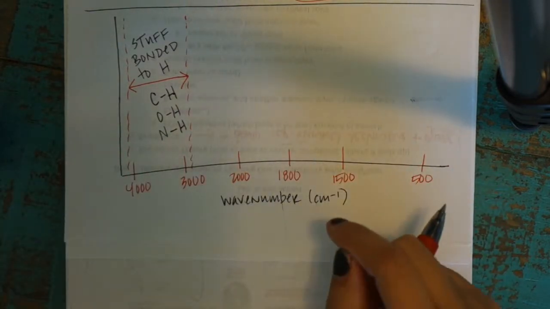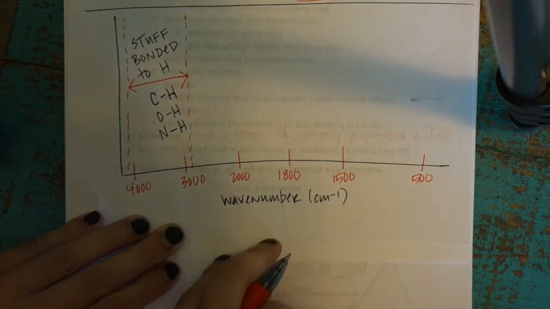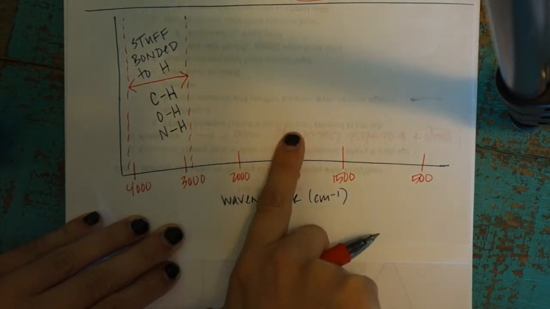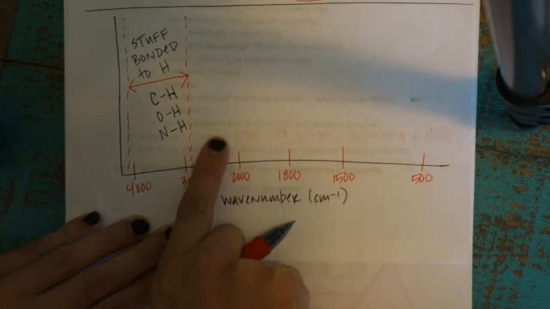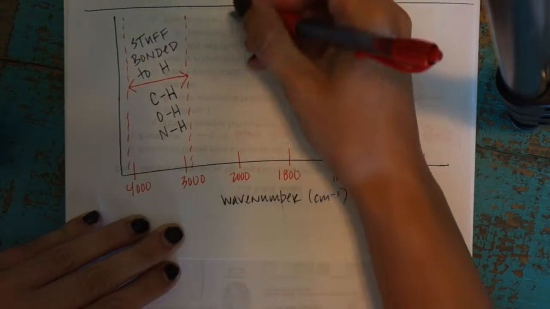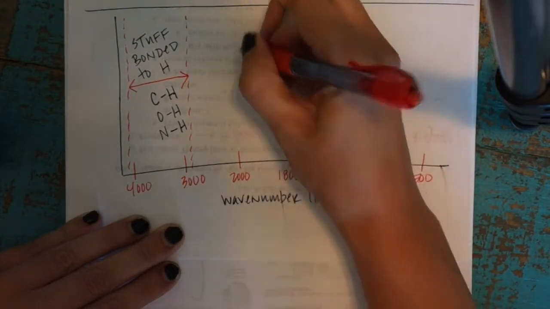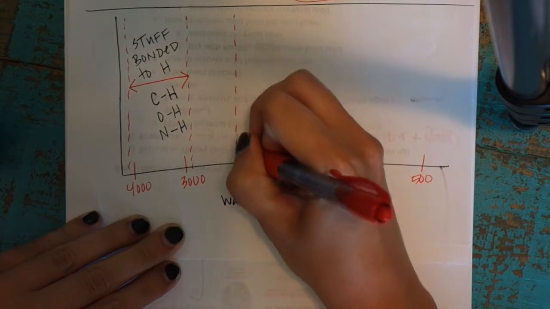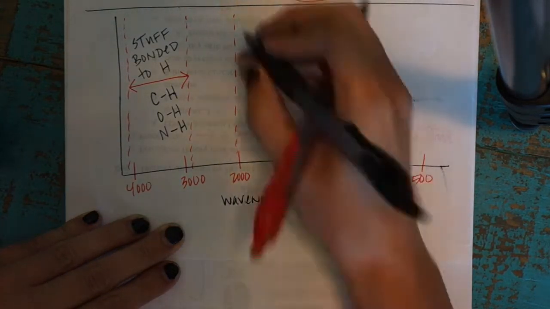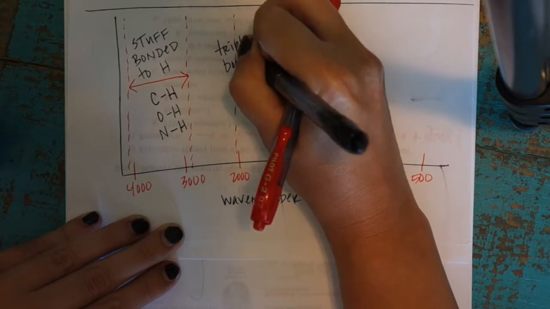So after that, we get stuff that's not bonded to H. All of those bonds are longer, but we can start dividing things into triple, double, and single bonds. The more pi bonds you have, the shorter your bond. So you're going to hit triple and then double and then single bonds. Triple bonds tend to hang out around 2,000, and these aren't super common.